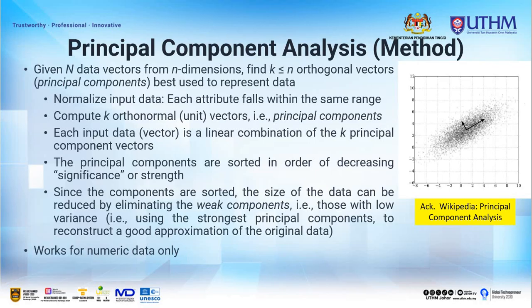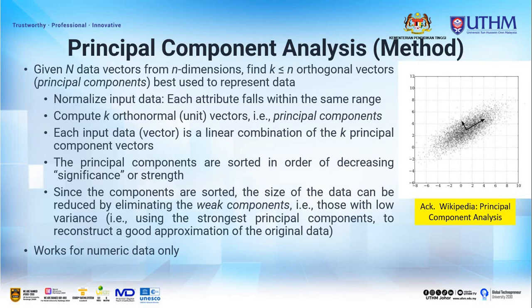This one is for the method part. Given n data vectors in an n-dimensional space, PCA aims to find k orthogonal vectors, with k less than or equal to n, called principal components, that best represent the data. The goal is obviously to reduce the dimensionality, but as much as possible we try to maintain the original variance.